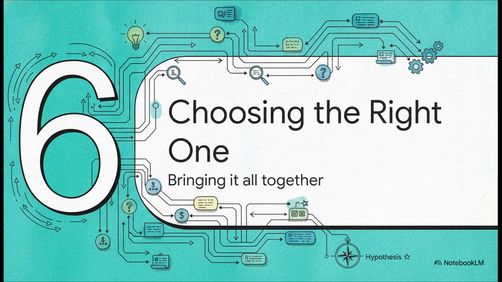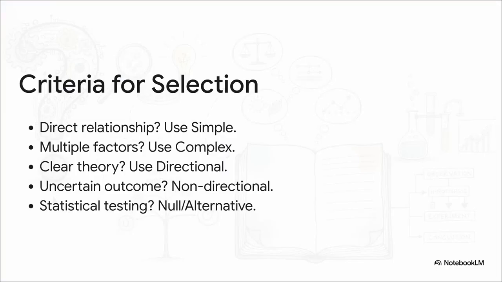Section 6. Choosing the right hypothesis. So the crucial point here is how you take all this incredible information and practically apply it to your own work. Think of these criteria as your personal, handy mental checklist for your next project. Ask yourself, are you testing a direct relationship between just two things? Keep it clean, use a simple hypothesis. Are you dealing with multiple messy, overlapping factors in human behavior? You're going to need a complex hypothesis.